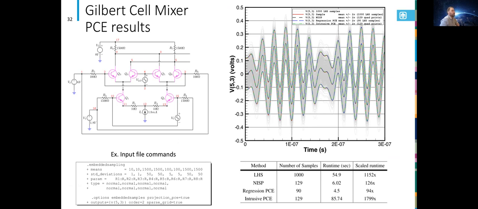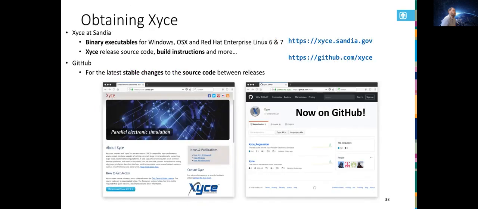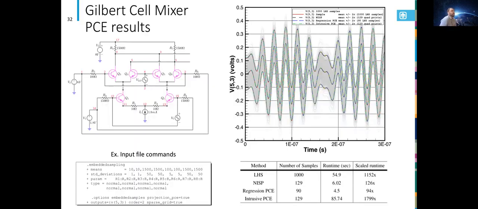I guess I'll also mention that Xyce 7.3 is coming out really soon. 7.3 will actually be the first release where all these methods are officially supported. They've been in the source code for a couple years, but for a variety of reasons, we haven't been able to support them officially until now.